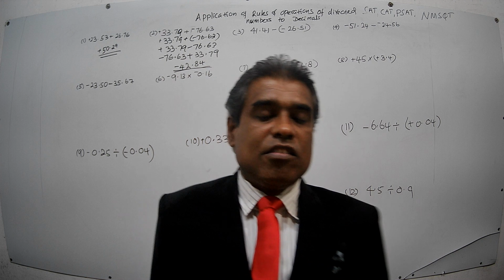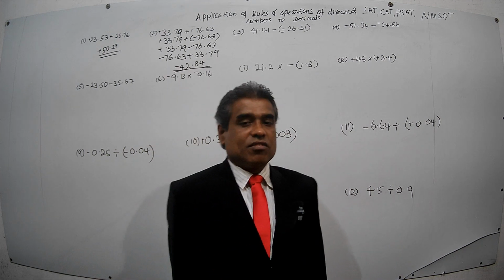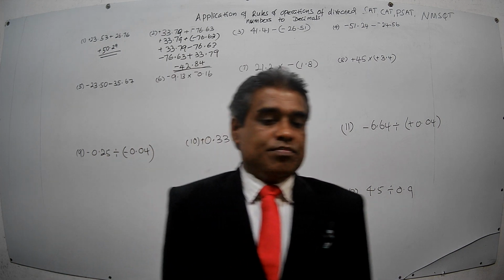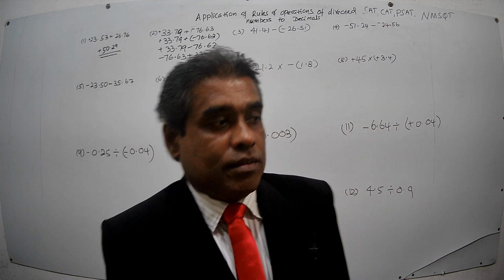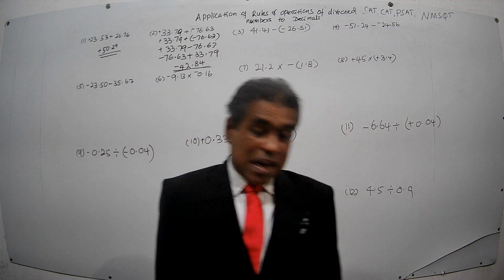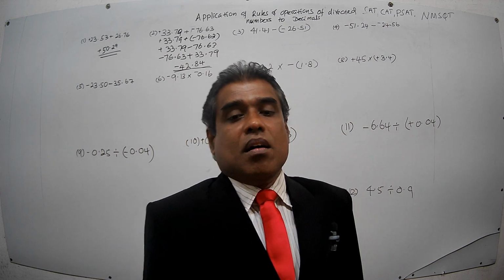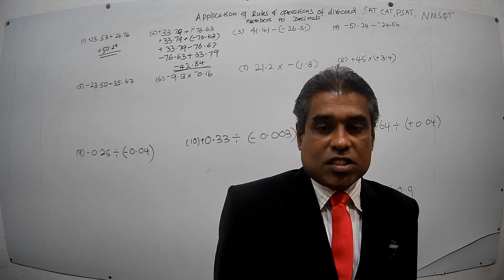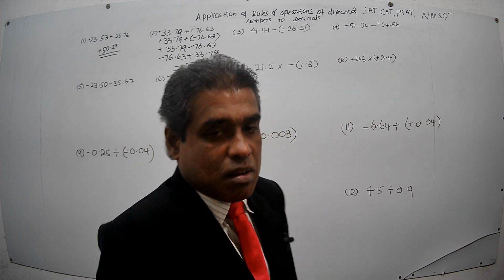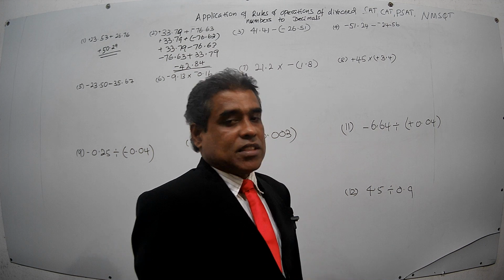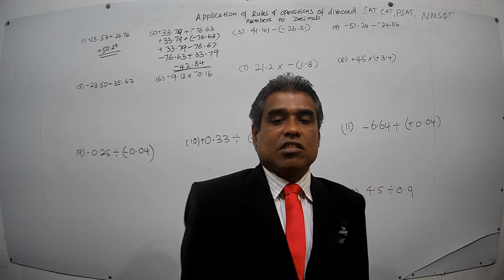We have learned in a video of rules of operations of directed numbers the multiplication of signs. Minus into minus equals plus. Plus into plus equals plus. Minus into plus equals minus, like that.